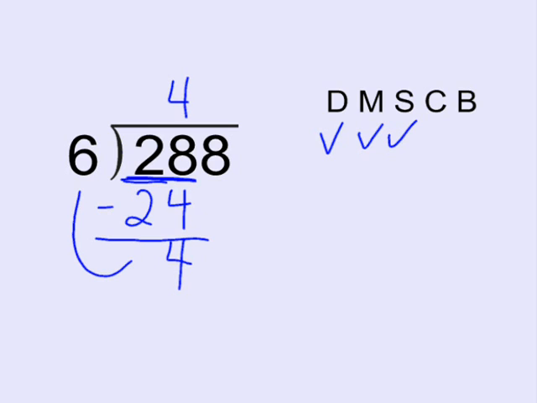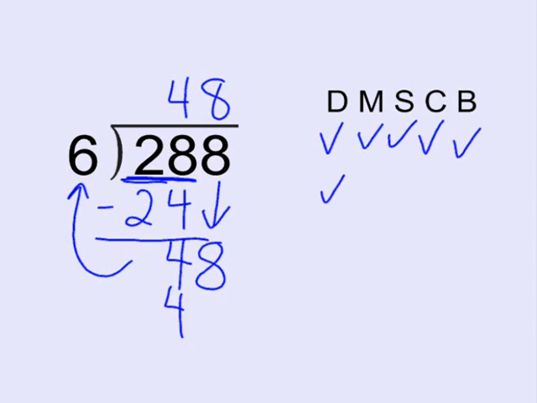If I check, my 4 is less than 6, so that's okay. And I bring down another number. My next number is 8. So my new number is now 48. I'm still not done. I have to divide again. So 6 goes into 48 8 times. Then I multiply. 8 times 6 is 48. Then I subtract. 48 minus 48 is 0. Then I check. 0 is less than 6. That's correct.